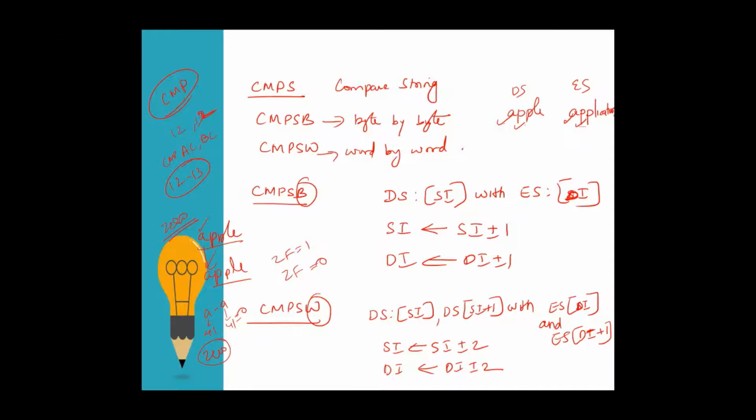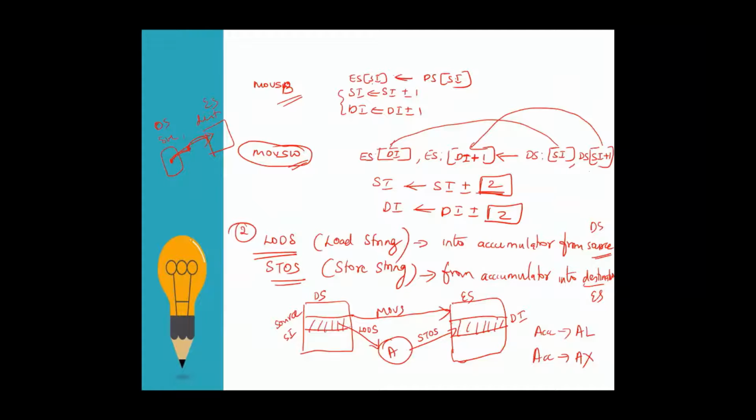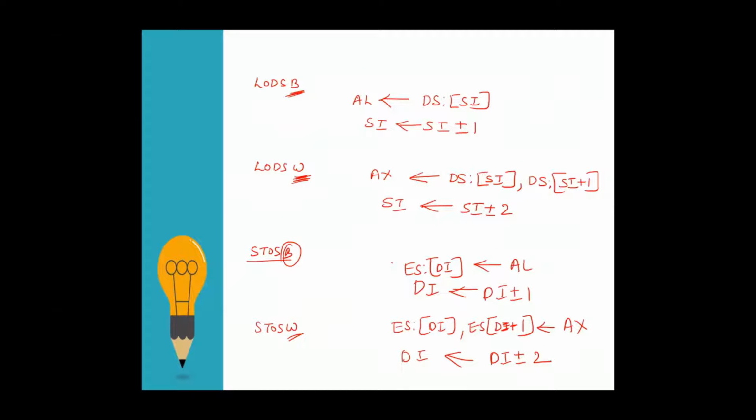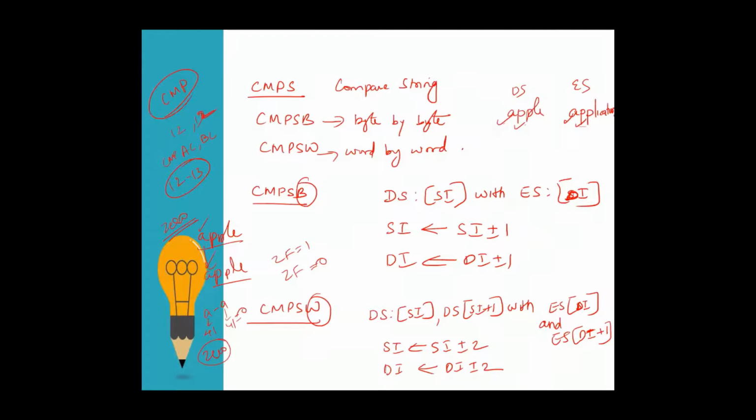Yes, ma'am. Okay. So it's basically used to just compare whether the strings are same or not. So far, how many string instructions we have discussed? We have discussed move instruction, byte word version, load instruction, byte word version, store instruction, byte word version, and compare instruction, byte word version. Now the next string instruction is SCAS.